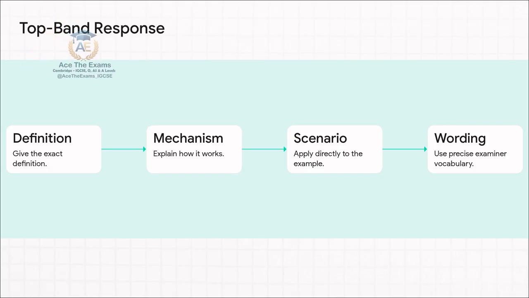Step 1. Give the exact definition. Step 2. Explain the mechanism of how it works. Step 3. Apply it directly to the scenario example provided in the question. And Step 4. Validate it using precise examiner wording. Let's see how this looks in action.